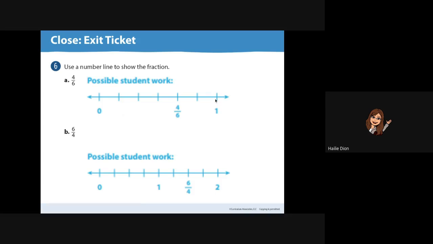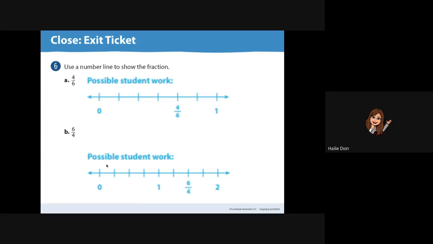And if it helps you, you can go in and label each of these and then just go and circle the one that they're asking you to show on the number line. That makes sense. So you can go in and plug in all of them if that helps you, and then just go in and circle the one they're asking for.